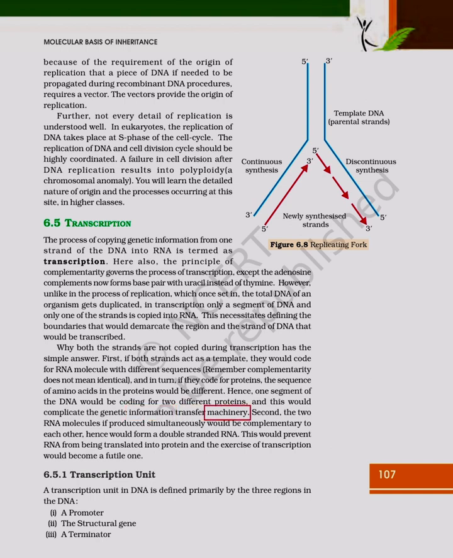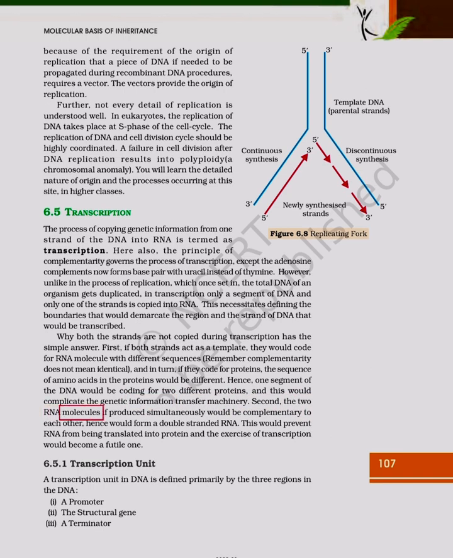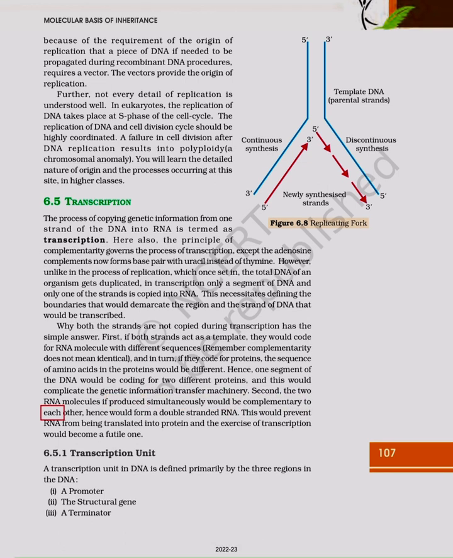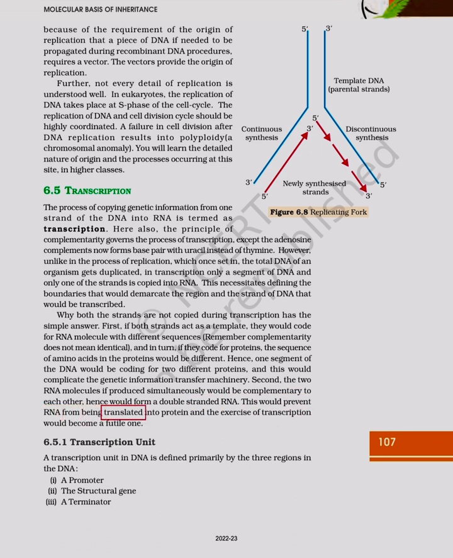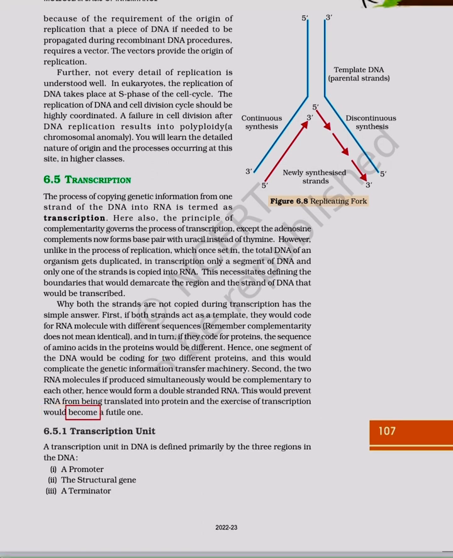Hence, one segment of the DNA would be coding for two different proteins, and this would complicate the genetic information transfer machinery. Second, the two RNA molecules, if produced simultaneously, would be complementary to each other, hence would form a double-stranded RNA. This would prevent RNA from being translated into protein, and the exercise of transcription would become a futile one.